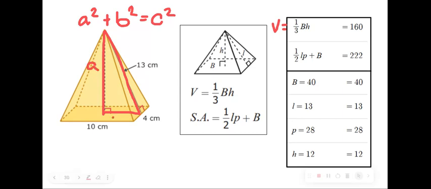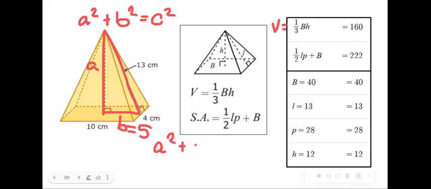We can say that this is a and this is b. B is going to be half of that length, so don't use 10. B in this case is 5. So once we plug this in, we can plug our values into this Pythagorean theorem equation here.